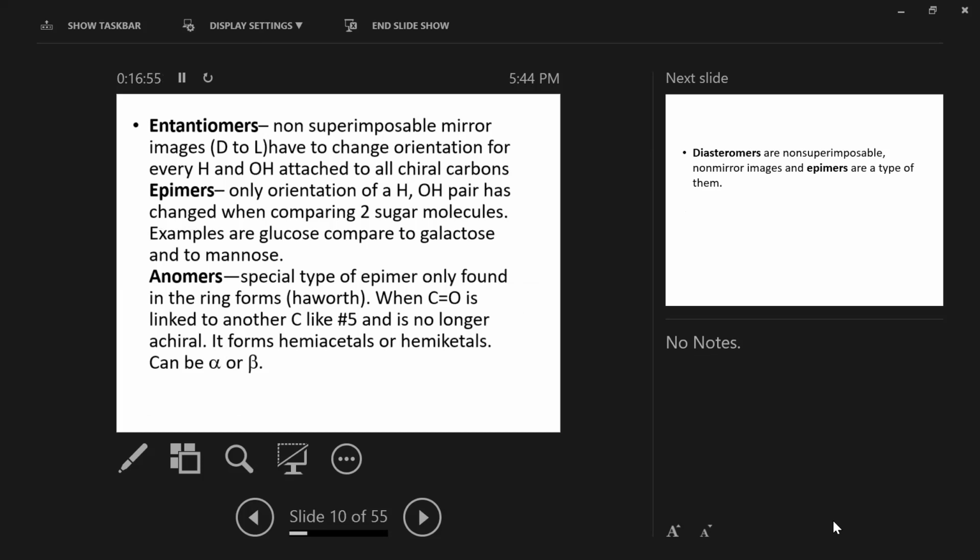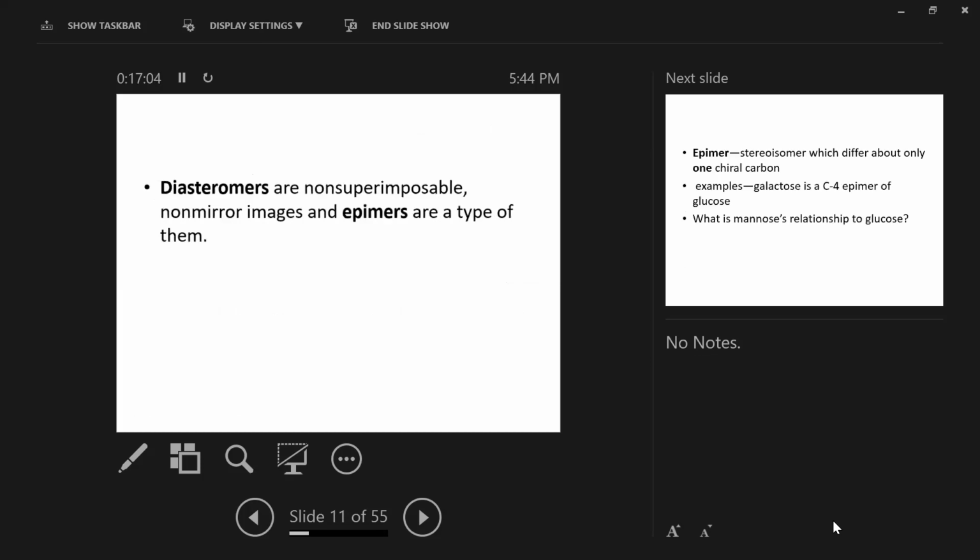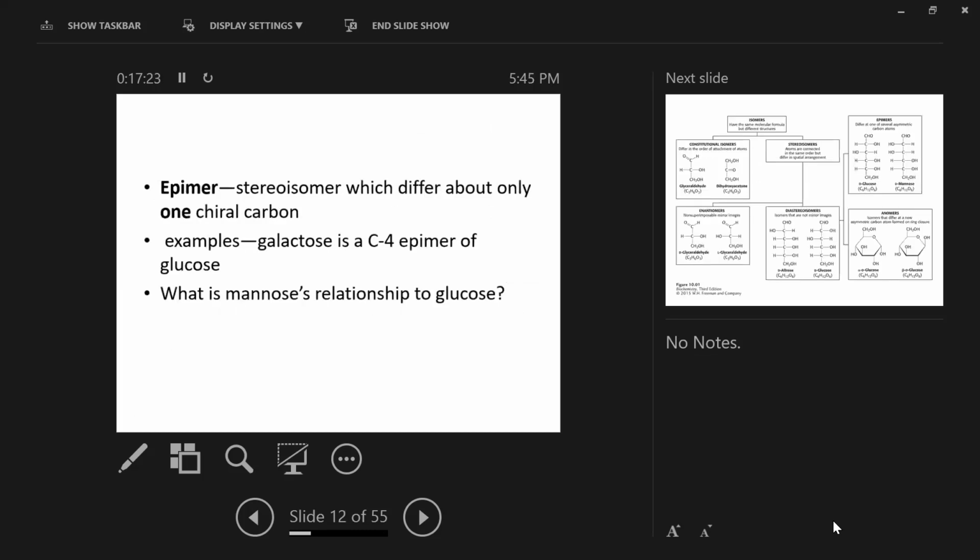We'll cover anomers and the alpha and beta when we get to the drawing of it, which won't be yet. Diastereomers are a special type of isomer where they're not mirror images, so they're not necessarily D or L, but just one carbon's hydroxyl and hydrogen have been rotated. So it's an epimer: one hydrogen and OH has been rotated.